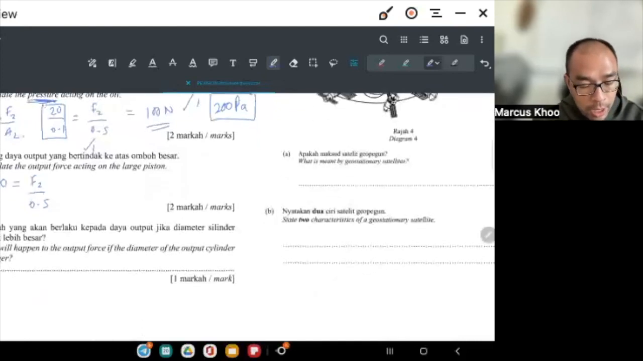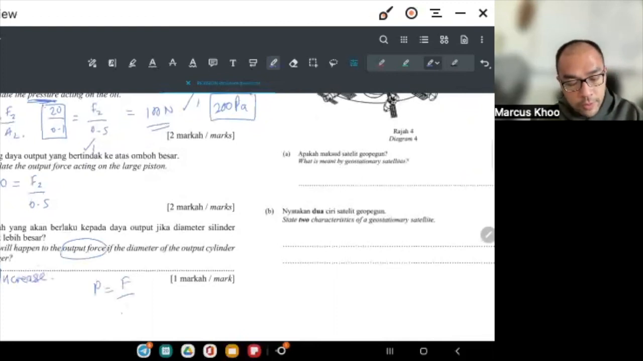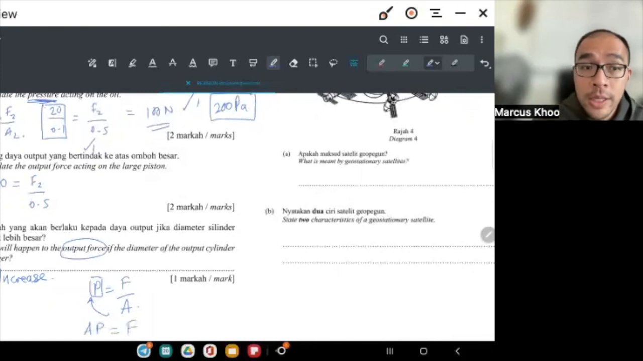What will happen to the output force if the diameter of the output cylinder is larger? Obviously it will increase, because according to pressure equals force over the surface area, if the pressure is constant, the area is directly proportional to the force. So the bigger the surface area, the bigger the output force.